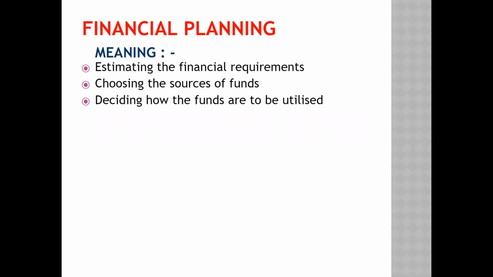Clear? So, what is the meaning of business financial planning? Financial planning is the process of estimating the financial requirements of an organization, choosing the source of funds, and deciding how the funds are to be utilized. Or you can say how it will be managed, from where it will be managed, and when it will be managed. All these things will be decided in financial planning.